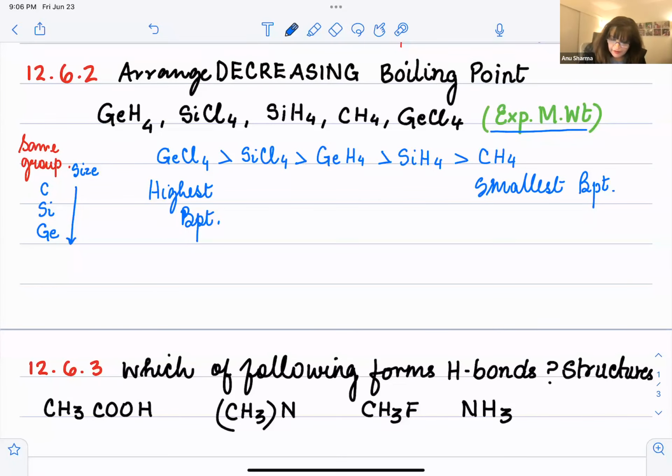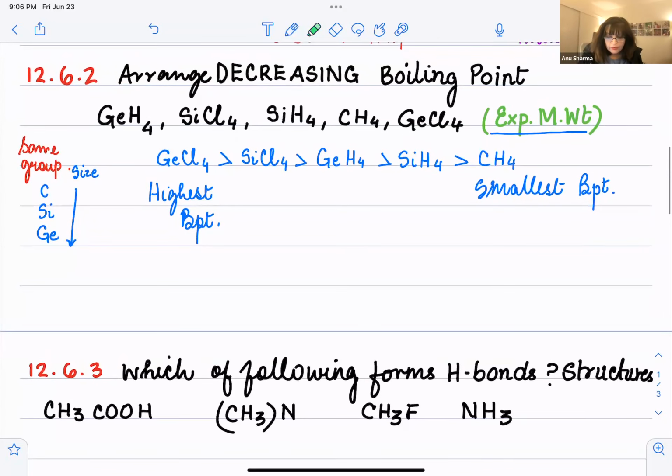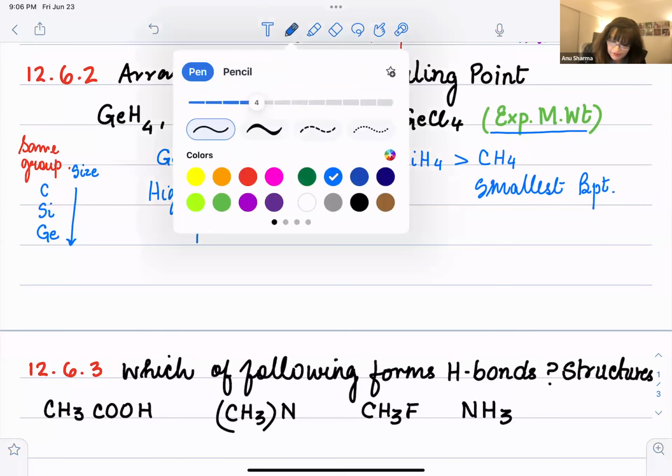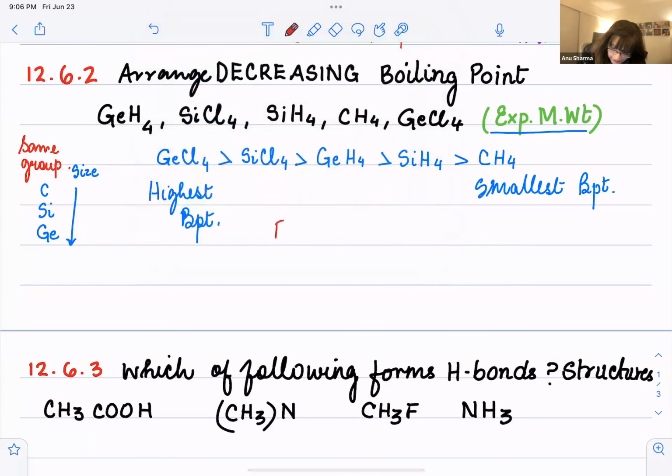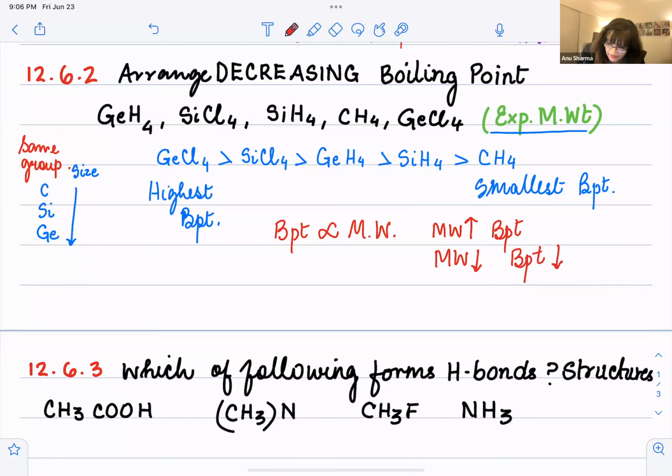Okay, so again, chlorine also has a size. So here we are looking at the molecular weight and the boiling point. Keep this in mind that boiling point is directly proportional to the molecular weight. When the molecular weight is higher, the boiling point is higher, and when the molecular weight is lower, then the boiling point is also lower. Okay, so that's the direct relationship.